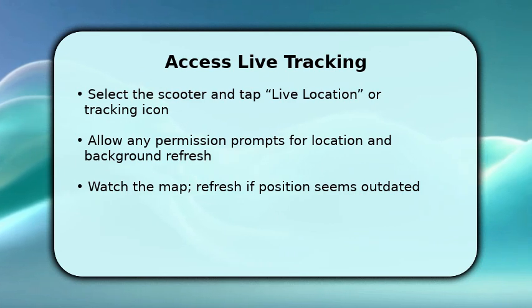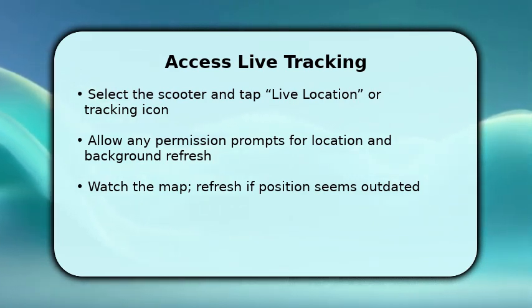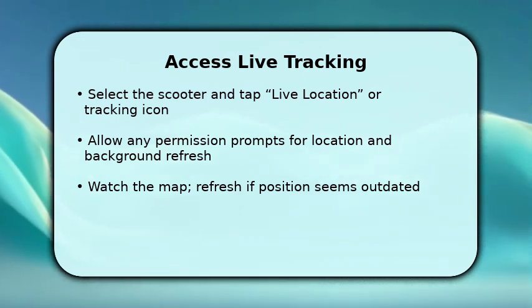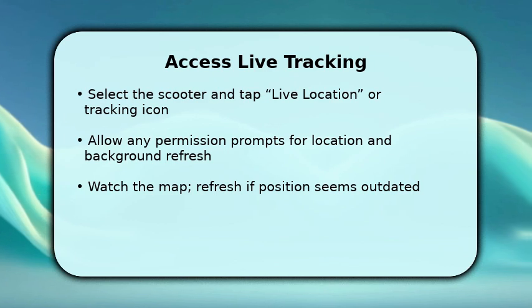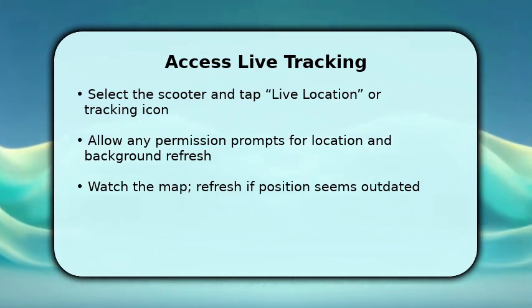If the app asks for extra permissions, location, background refresh, or notifications, grant them so updates continue when the screen locks. Once the map appears, observe movement and the timestamp. If the scooter isn't updating, try the refresh button or close and reopen the view. This forces a fresh API call and often resolves stale positions.